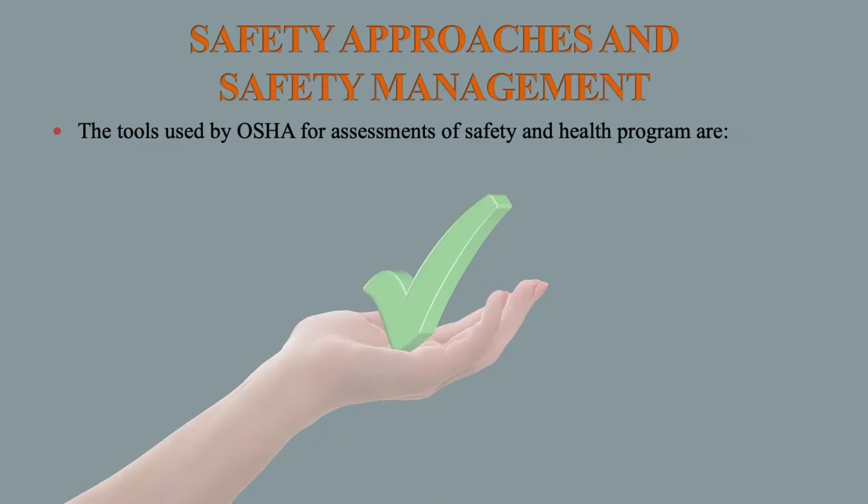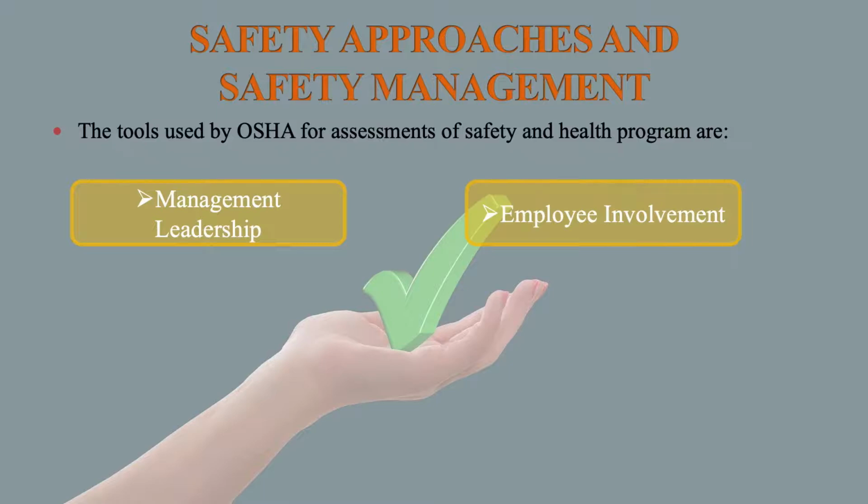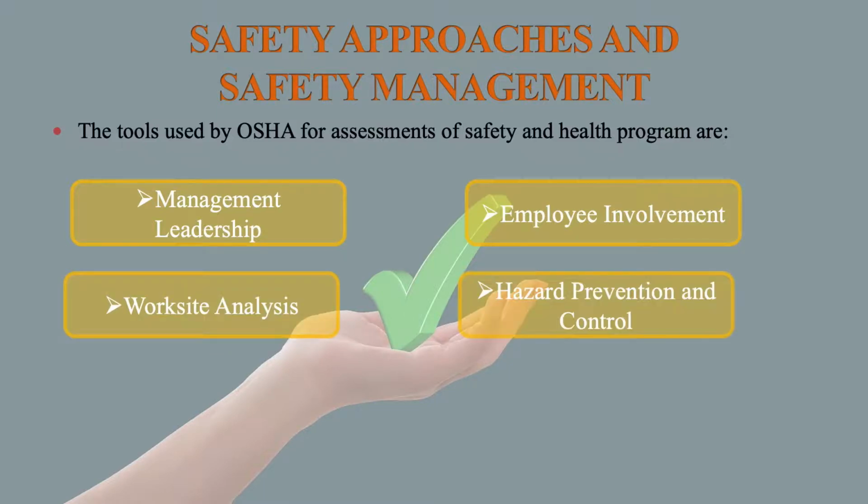Safety approaches and safety management. The tools used by OSHA for assessment of a safety and health program are management leadership, employee involvement, worksite analysis, hazard prevention and control, and safety and health training. These are the five important aspects for the assessment of a safety and health program.